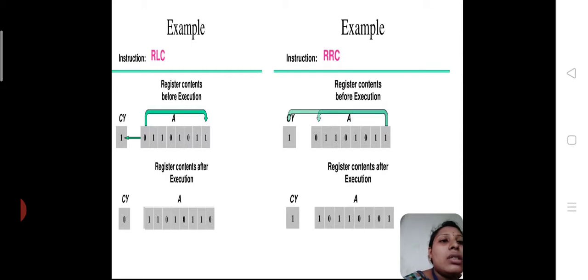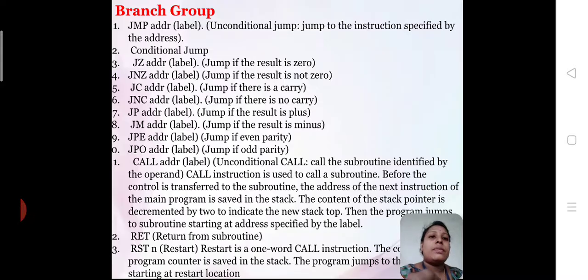Next, RRC means rotate right. Again the same process: the LSB is moved to the carry bit and the LSB is moved to the MSB. Here no carry rotation is done in RLC and RRC. So these are some of the examples in logical group instructions.